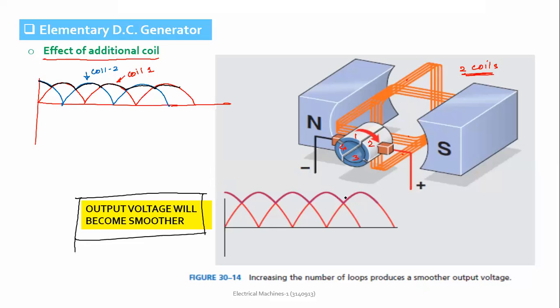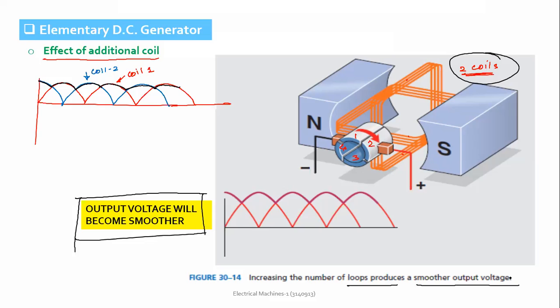If we increase the coils further, what will happen? Suppose instead of 2 coils we have 4 coils, it will be even much smoother. So increasing the number of coils here produces a smoother output. Okay, any doubt about this?